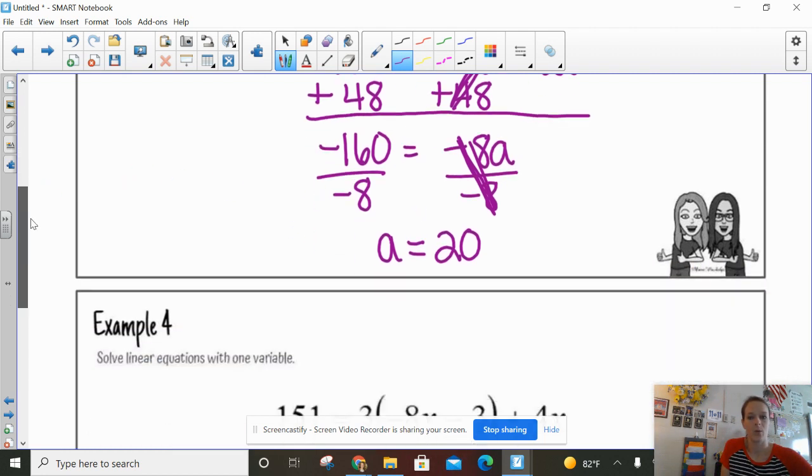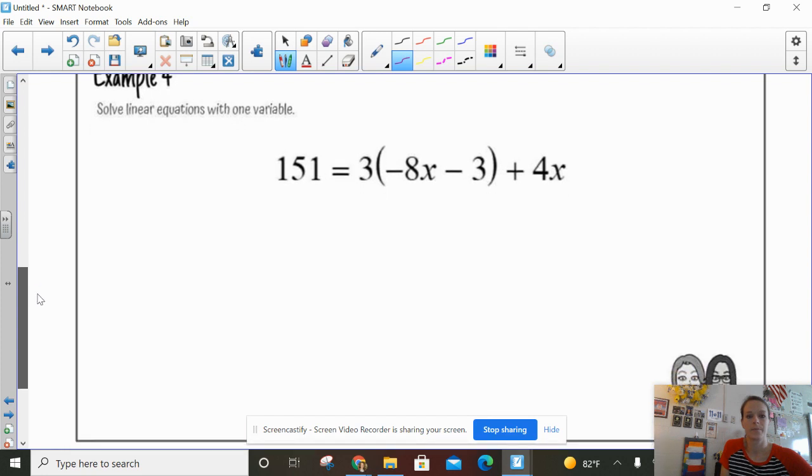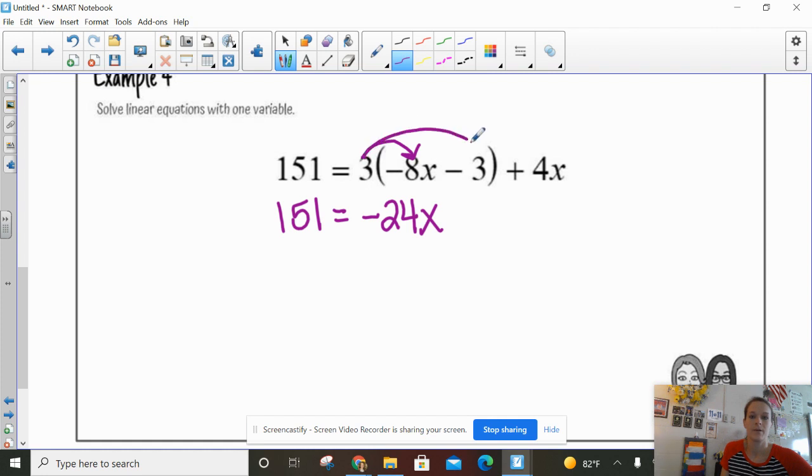Okay, and then one more example. So with my parentheses again, I want to distribute to get rid of that. So 3 times negative 8x is negative 24x. Negative 3 times negative 3 is negative 9. And then bring down that plus 4x.